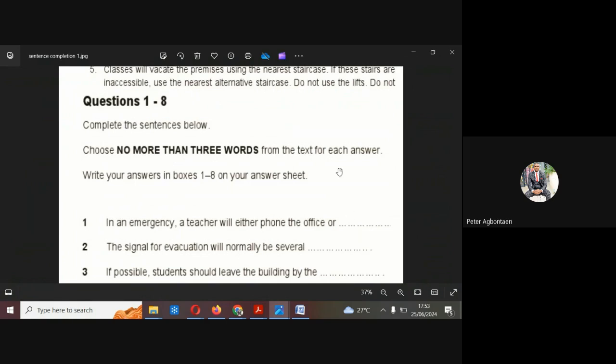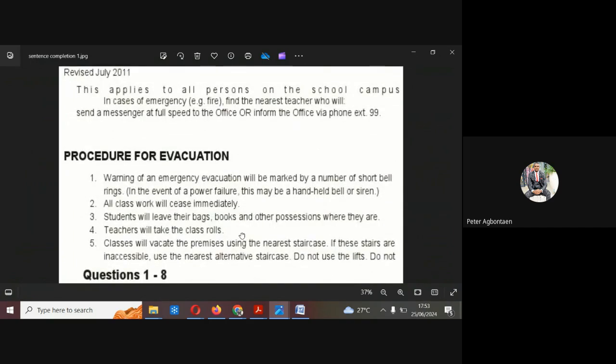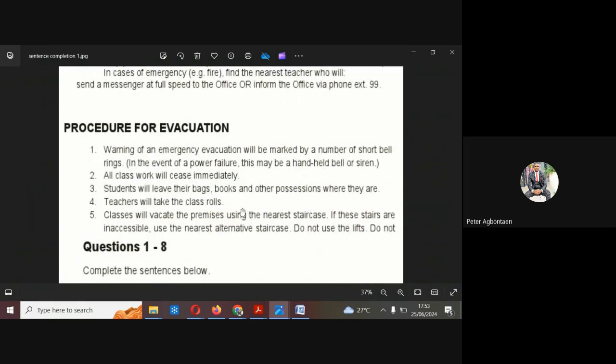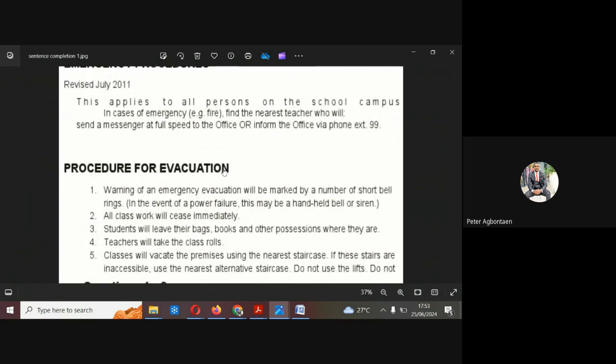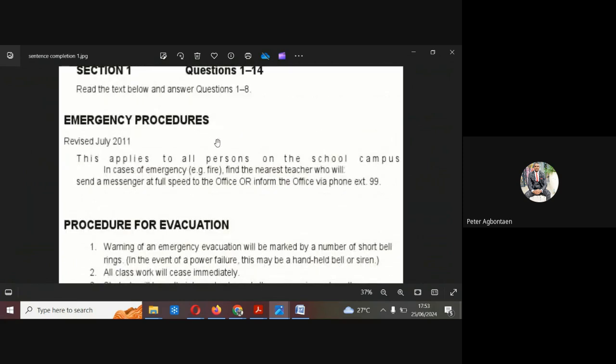Now, let's make that practical. In the case of this one, this is the passage. It says emergency procedures, then procedures for evacuation. As you read each of these headings and subheadings, you want to interpret them. You want to ask yourself, from the title of this passage, what is the passage about? So let's start with emergency procedures. Now, what is the meaning of emergency? What's an emergency?